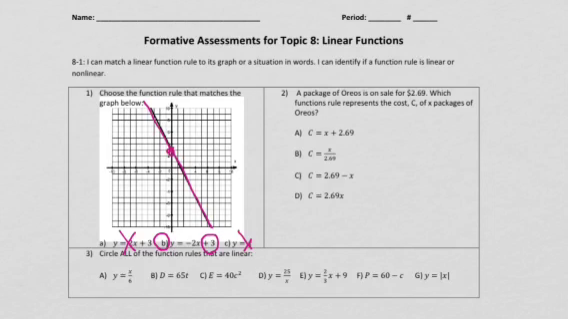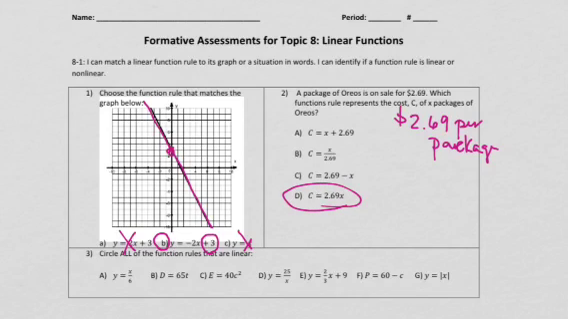Number 2, a package of Oreos is $2.69, so it's $2.69 per package. So if I write it like that, that tells us that the per means it's the slope, and so therefore D is the correct answer.